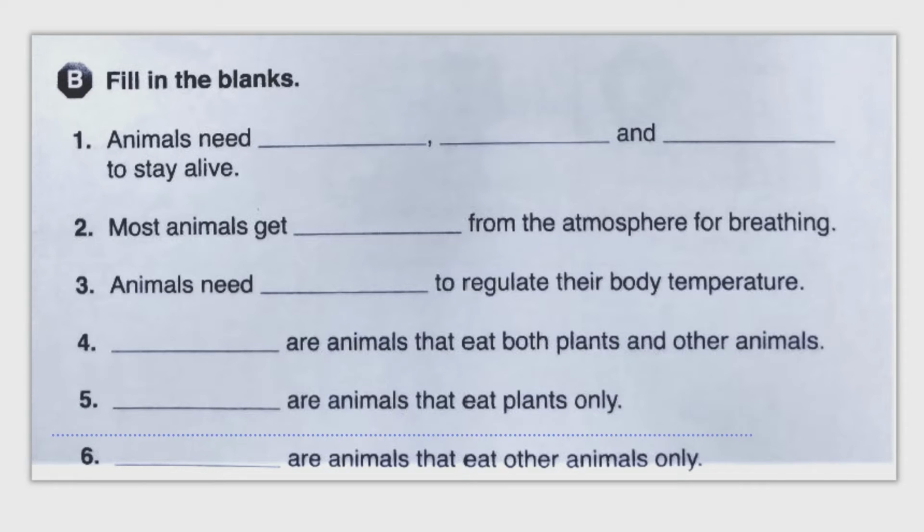animals need blank, blank, and blank to stay alive. Number 2, most animals get blank from the atmosphere for breathing. Number 3, animals need blank to regulate their body temperature.